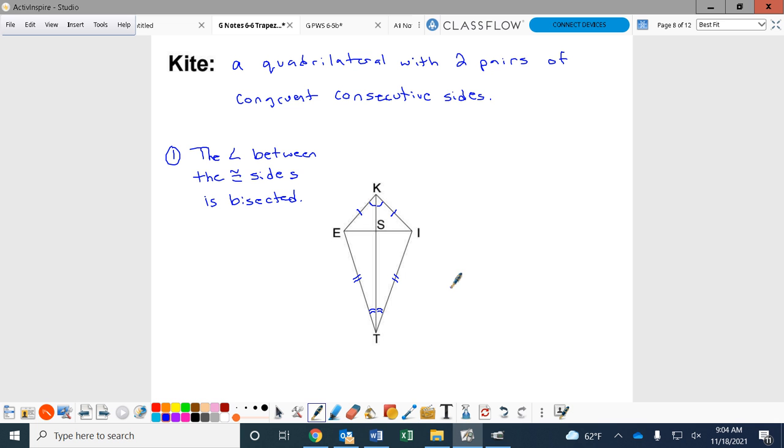Those angles are cut in half. The ones over here are not cut in half, guys. These are not cut in half. You can tell this angle's not the same as this one. Only between the congruent sides are they bisected.